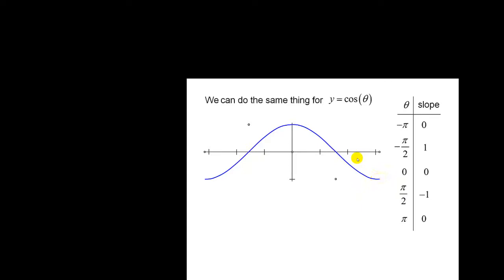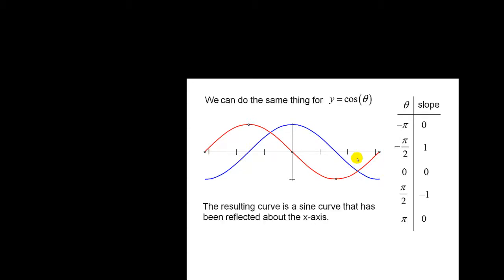So let's connect those dots. Another interesting thing. It's not quite the sine curve. It's the negative of the sine. The derivative of the cosine function, the slope of the tangent line of the cosine function at any given point, is the negative of the sine. So the derivative of cosine x with respect to x is equal to negative sine of x.